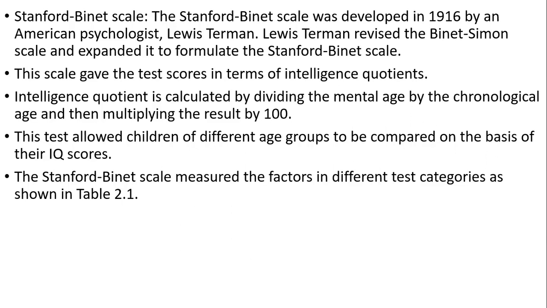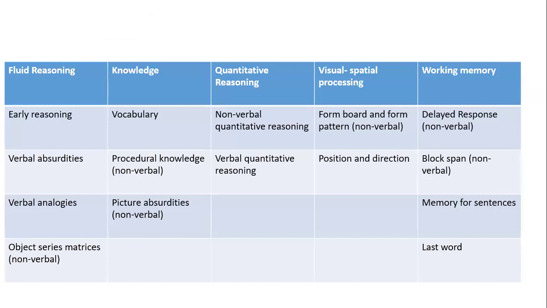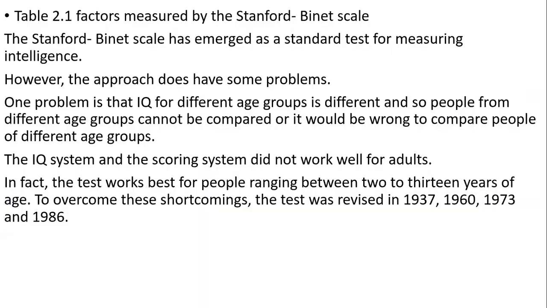Okay, right. So this is a kind of category. Right. Then the Stanford-Binet scale has emerged as a standard test. So this is a standard test for measuring intelligence, right? So one problem of IQ is the different age group, that IQ for different age group is different, right? So then that cannot be compared, right?